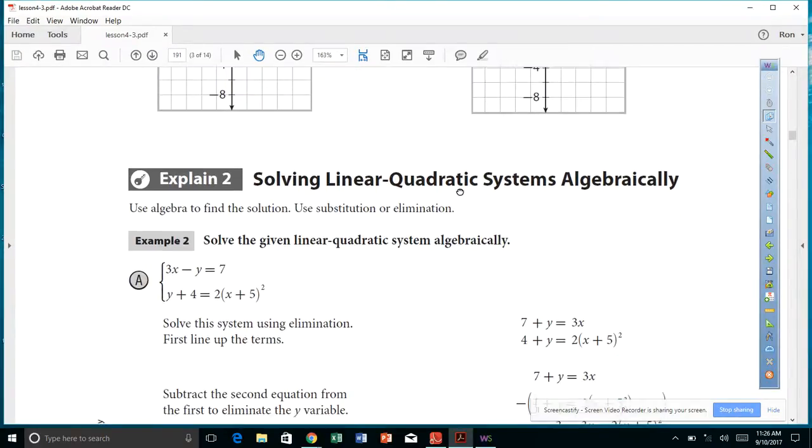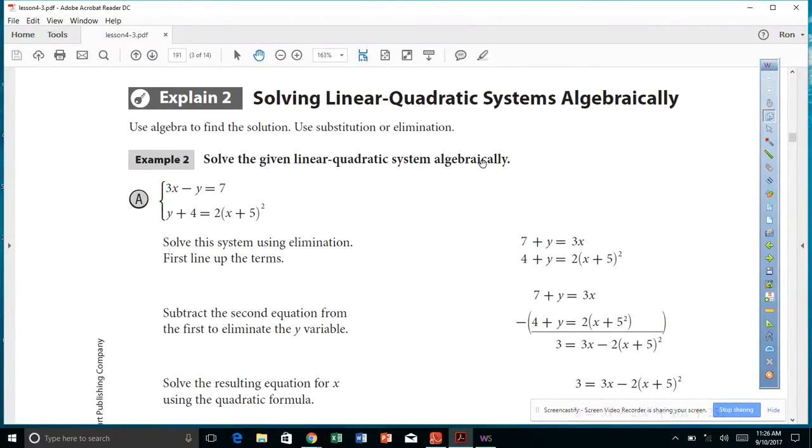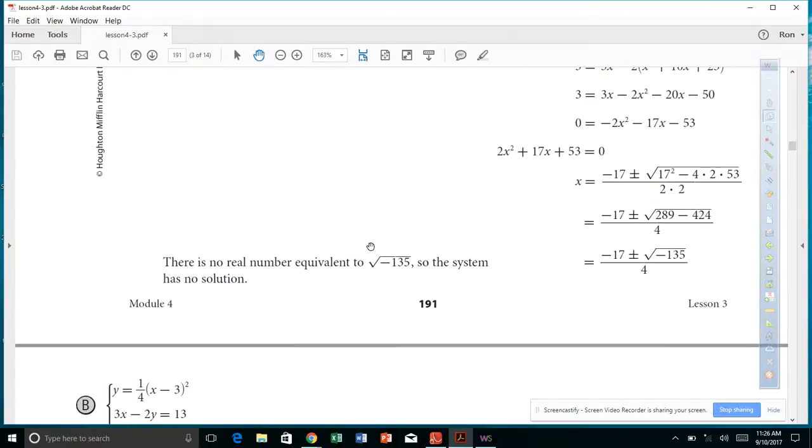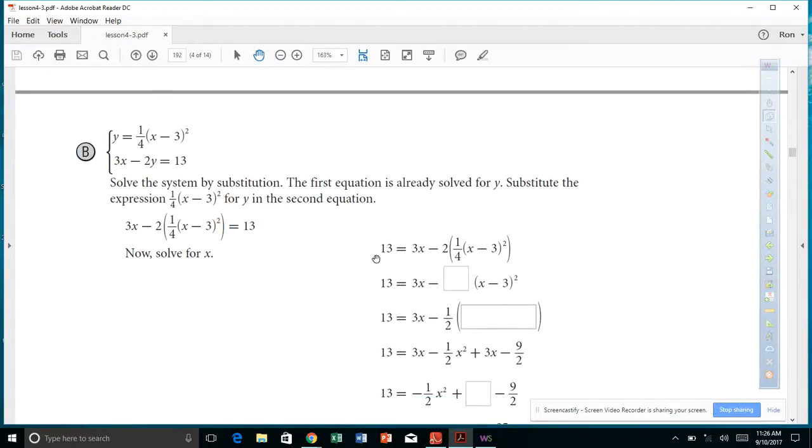All right, now it's about to get fun. Solving linear quadratic systems algebraically. Use algebra to find the solution. Use substitution or elimination. I'll let you go through A, and when you get back, we'll do B together.